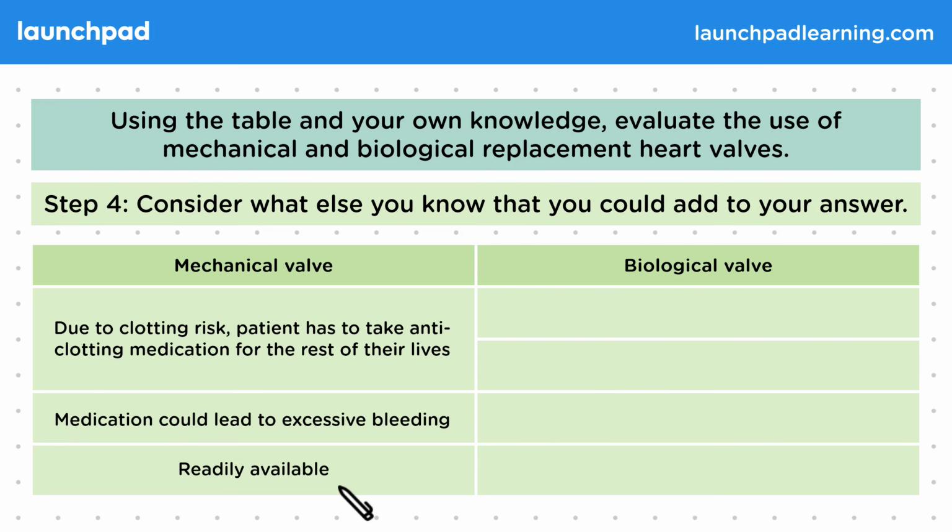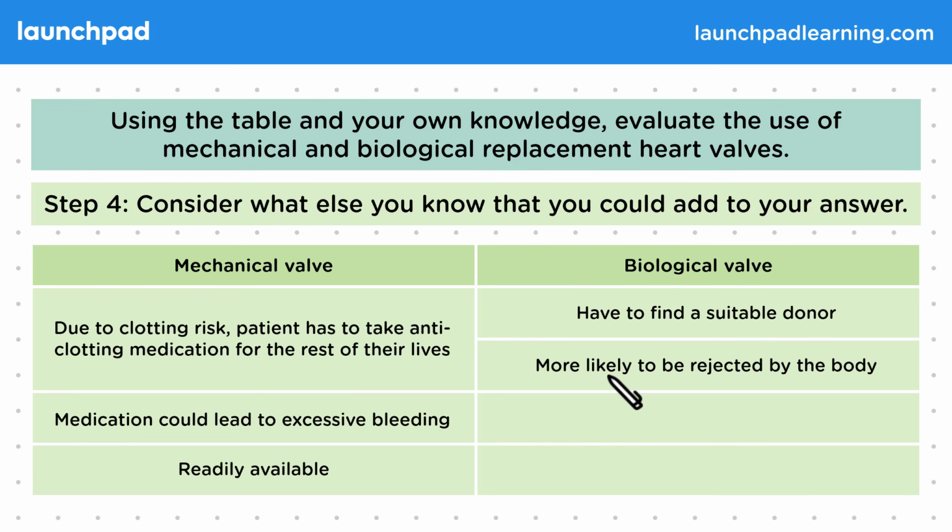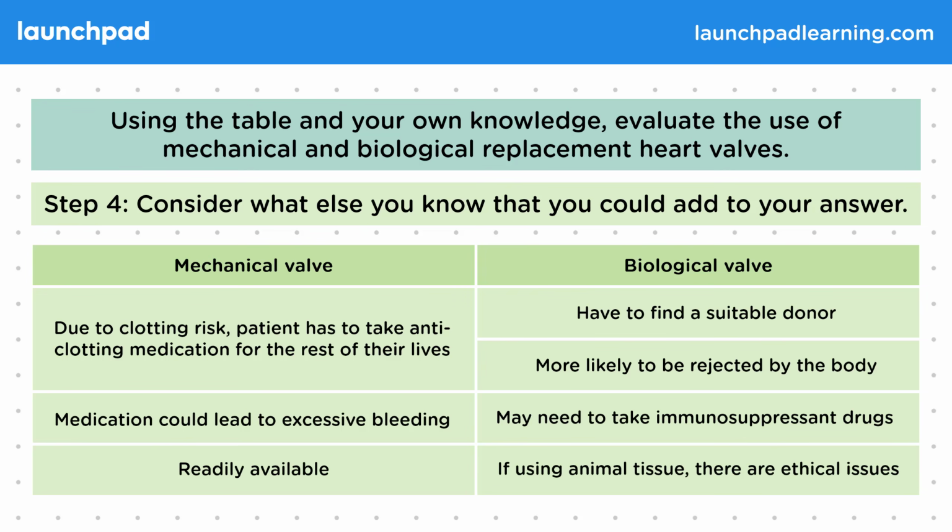Now, what do we know about biological valves? First, you have to find a suitable donor, and the valve is more likely to be rejected by the body. Patients may need to take immunosuppressant drugs to prevent their own immune system from rejecting the donor valve. Also, if you're using animal tissue, there are ethical issues to consider. You could add these extra details into your answer to get more marks.